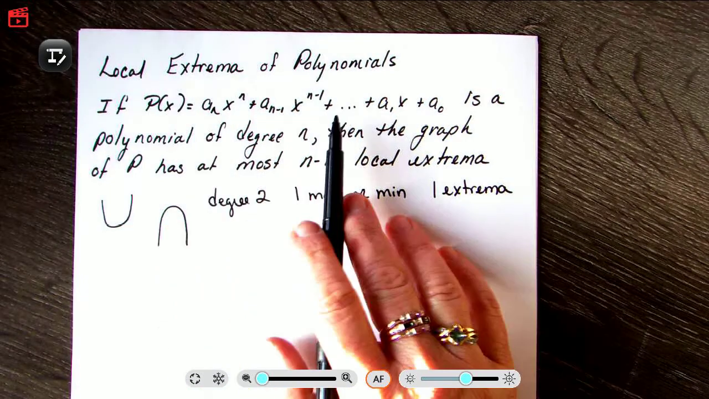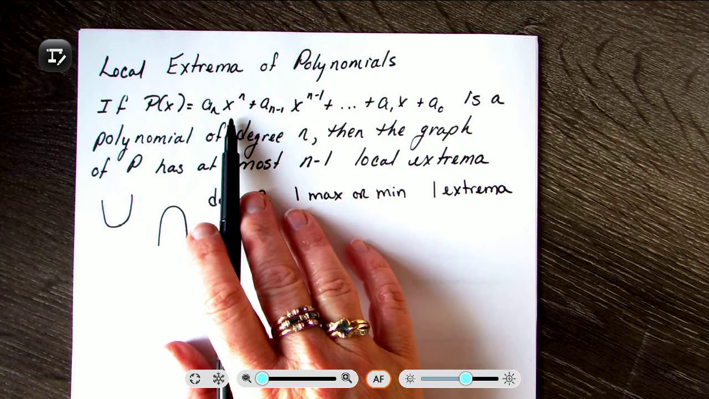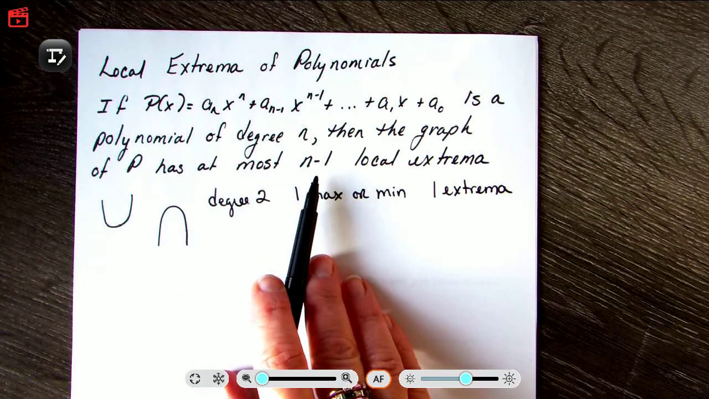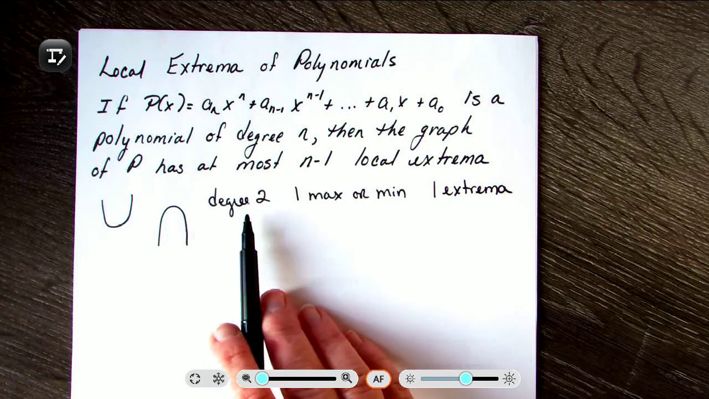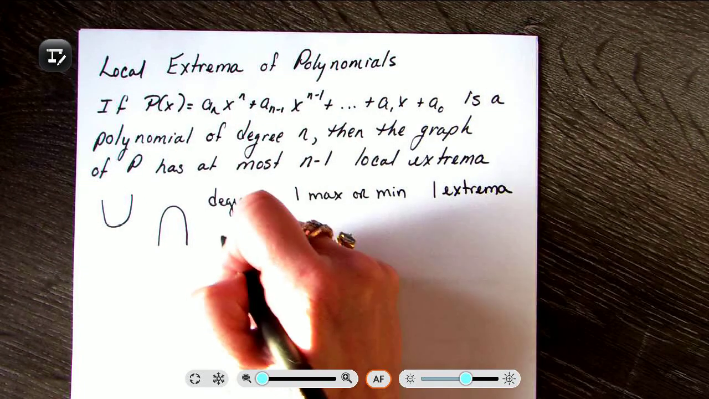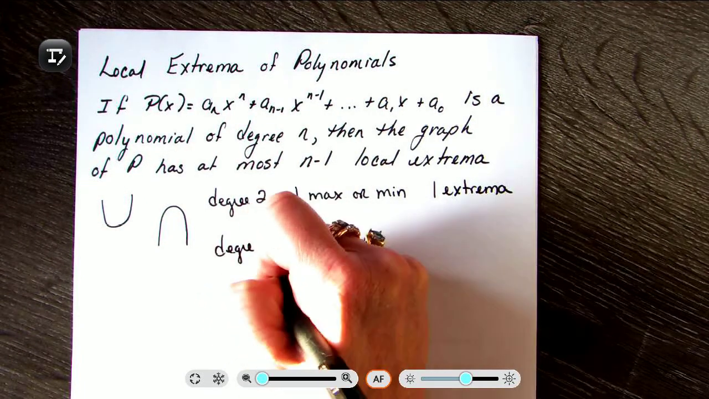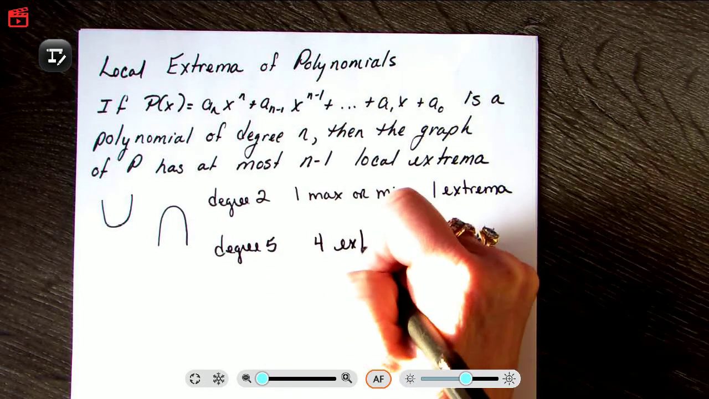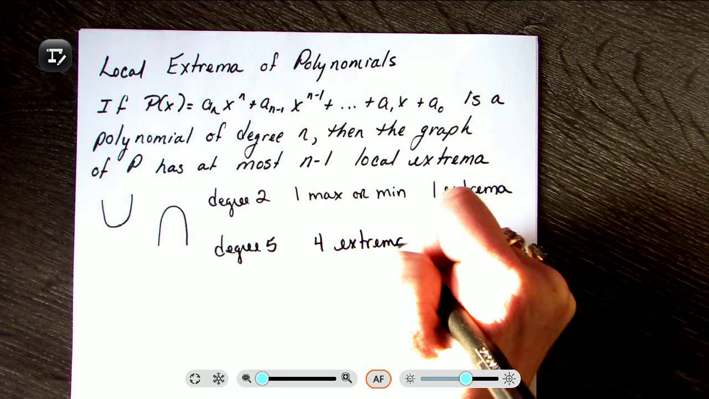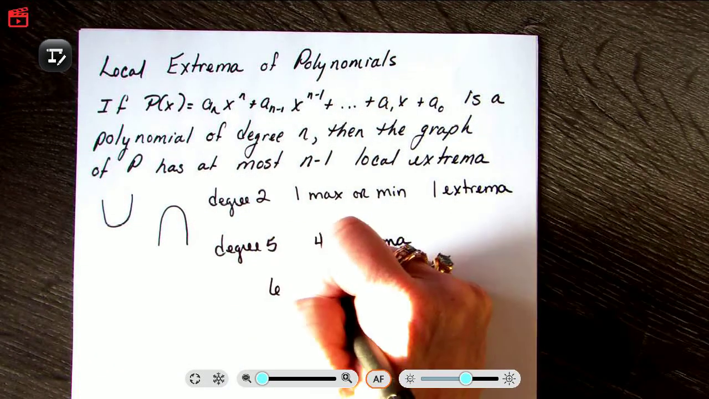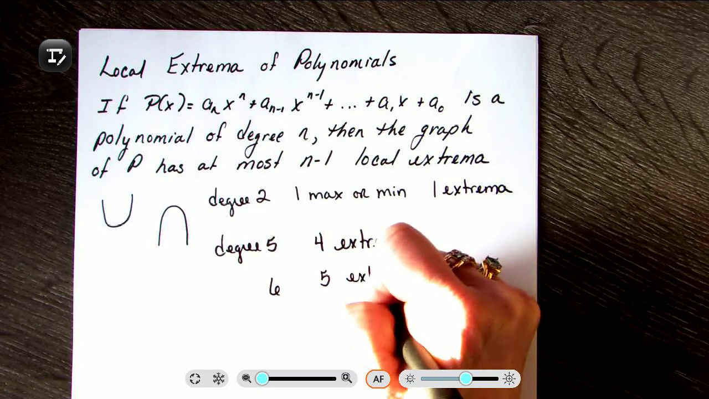So if we have a polynomial of nth degree, we will have at most n minus 1 extremes. So degree 2 will have at most one extreme. If we had a degree 5, it could have 4 extremes. If we had a degree 6, it could have 5 extremes.